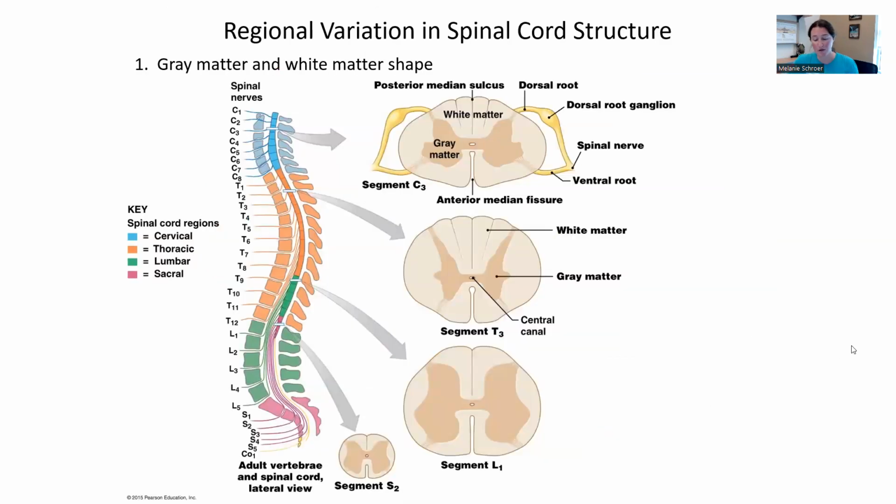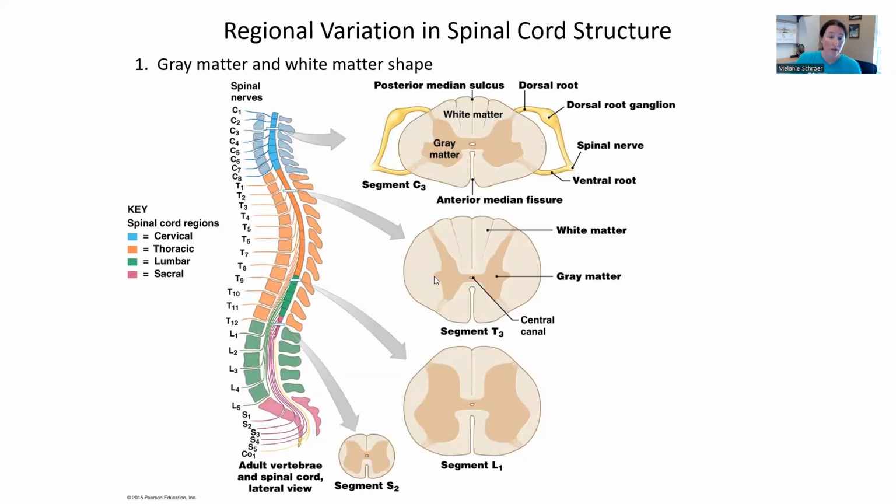The shape of the gray matter butterfly is not the same from region to region within the spinal cord. In fact, there is considerable regional variation in spinal cord structure. In places where there are a lot more visceral organs, the heart, the lungs, the stomach, the liver, there's going to be a much more pronounced lateral horn. Again, the lateral horn is where information is passed about the visceral organs themselves.